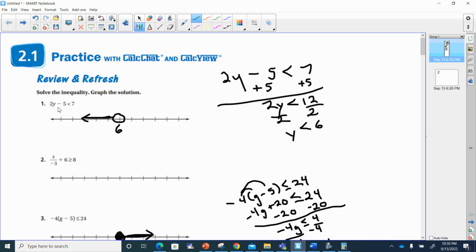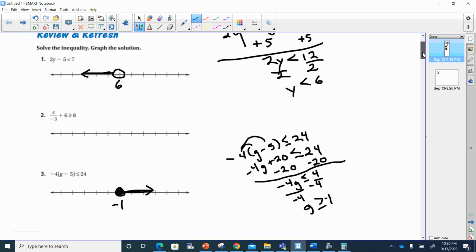Graph the solution: 2y minus 5 is less than 7. I have to add 5 to both sides. 7 plus 5 is 12. I bring my 2y down. Then I have to divide 2 away. 12 divided by 2 will be 6, so y is less than 6. I make a circle to represent my inequality, and then all the numbers are less than 6.